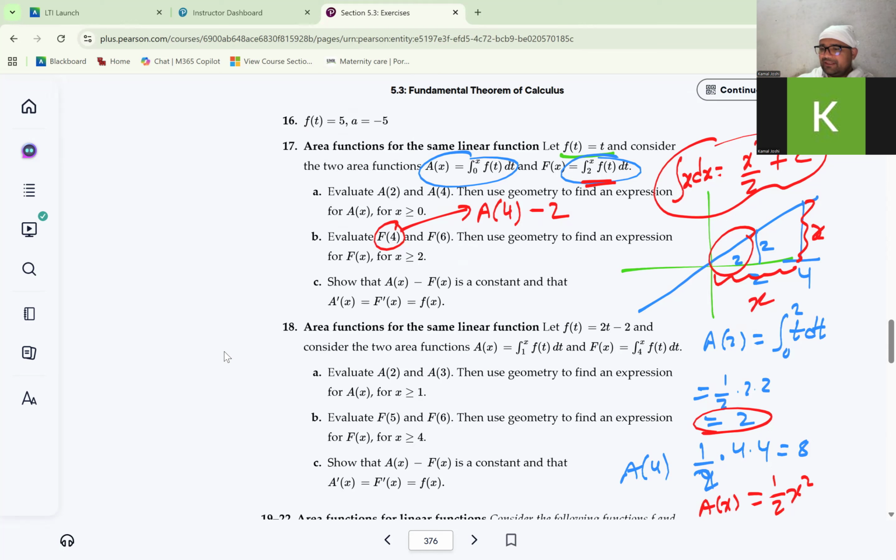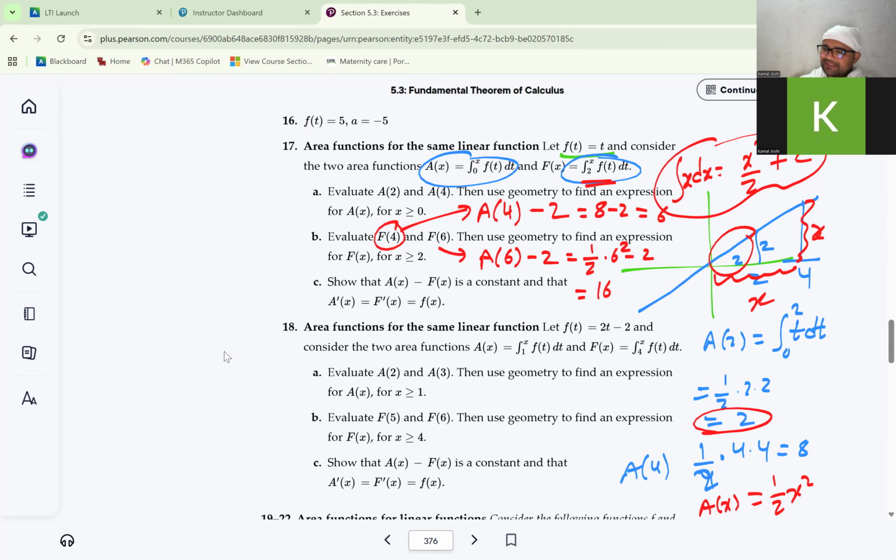Okay. And because A of 4 we have computed is 8, minus 2, it is going to be 6. And then what is F of 6? That's going to be A of 6 again minus 2. The difference between F and A of anything is that small area over there. So half times 6 squared, half x squared, right, we have computed earlier. So 18 minus 2, 16.